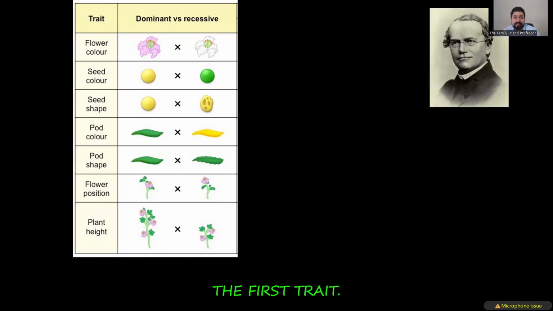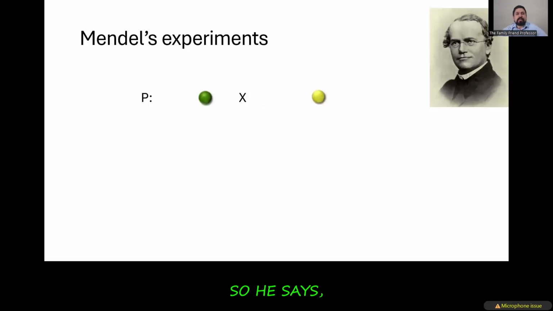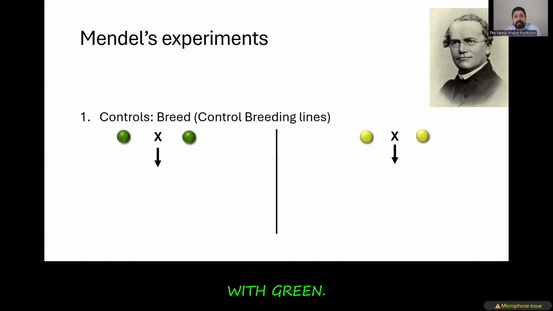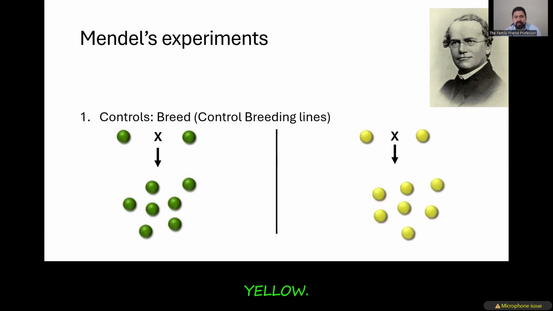So now he starts with the first trait. He has a green pea plant and a yellow pea plant. Does he just go right away and cross them? No, he did not. Before actually doing his experiment, he went ahead and crossed green with green, and every time he crossed green with green, he got green. And also he crossed yellow with yellow, and every time he got yellow. And this was very important, and I'll tell you why in a little bit.